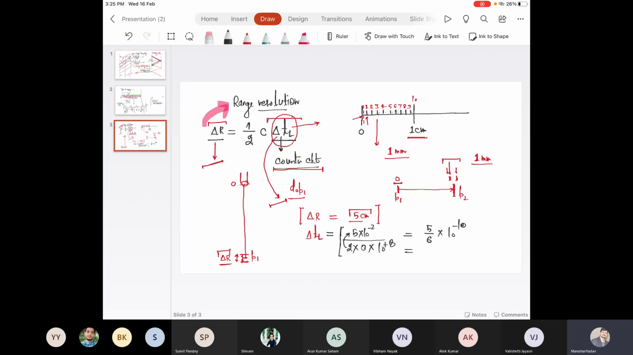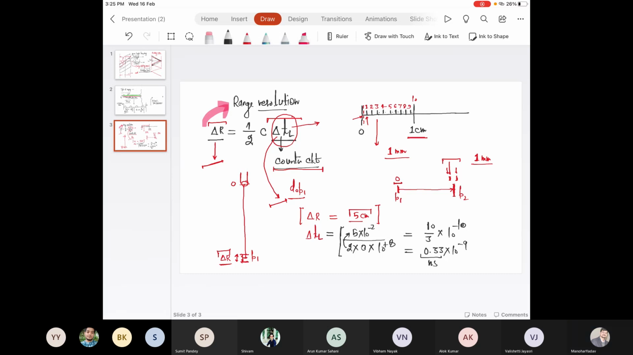It comes out to be 1 by 3 into 10 to the power minus 9. So 10 by 3 comes out to be 0.33 into 10 to the power minus 9, so 0.33 nanosecond.